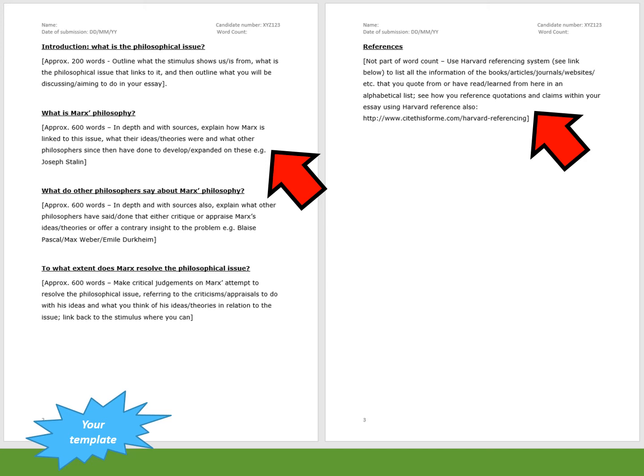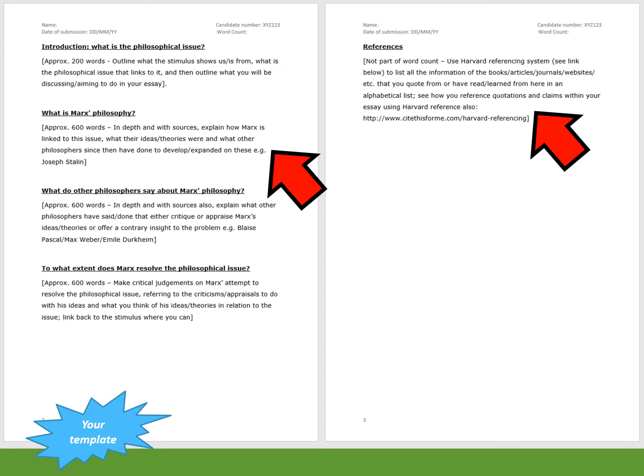So again, it says there's 600 words roughly. Like I said before, it could be 500, it could be 700. It's not a creed, so don't aim for 600 absolutely, but it's just a roundabout suggestion of what to aim for, and it gives you instructions there on what to do as well, in order to explore the ideas of Marx.